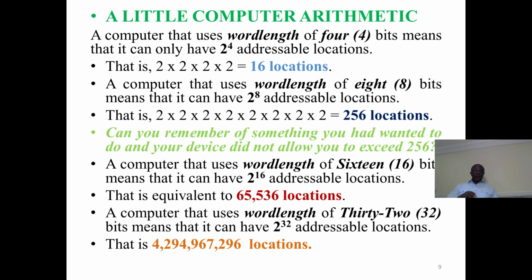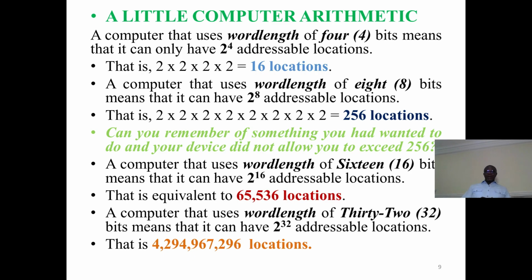If we go further, a computer that uses word length of 16 bits means that that computer can have 2 raised to power 16 addressable locations, and that is equivalent to 65,536 locations. You can see that in some programming languages like Basic, Fortran, you are not expected to exceed 65,536.